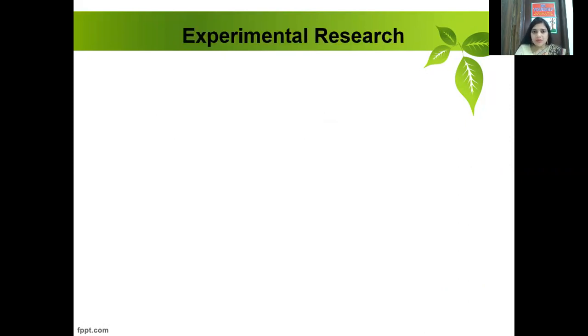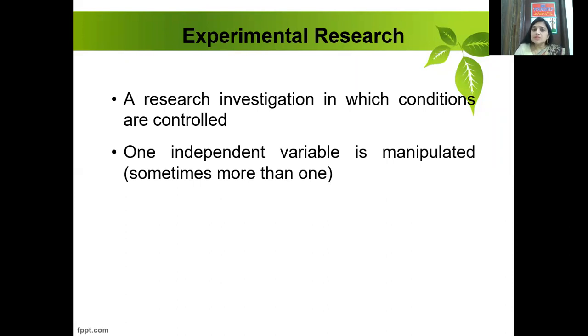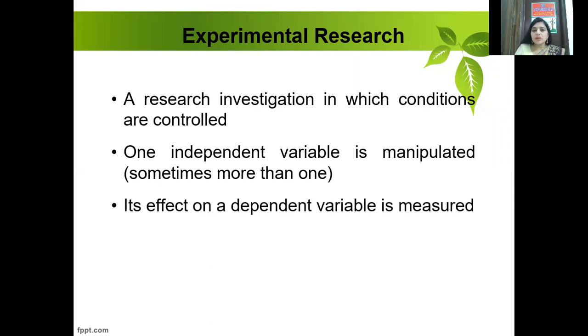What do you understand by experimental research? A research investigation in which conditions are controlled. We somehow control some conditions and we let some conditions flow, so as to check whether by controlling one condition, another condition is being changed, improved, or not at all. Nothing is happening, or maybe it is neutral, you can say, right? One independent variable is manipulated. Sometimes more than one variable is also manipulated in experimental research, and its effect on a dependent variable is measured to test a hypothesis.